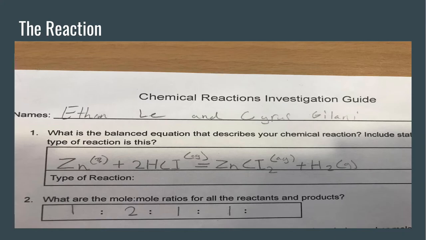The reaction. The chemical reaction was a single replacement reaction. It's a single replacement due to the zinc replacing the hydrogen. The outcome of the reaction/experiment will be hydrogen gas and zinc chloride. The mole-to-mole ratio is 1 to 2.